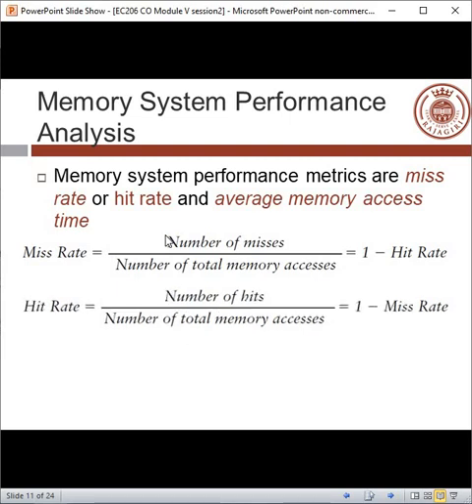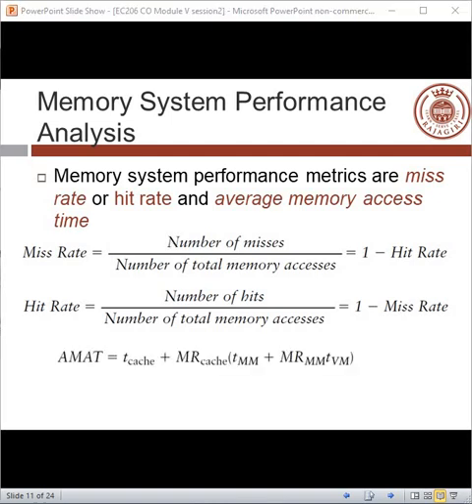Similarly, hit rate will be number of hits divided by number of total memory accesses. So in the example we considered, it will be 3 by 5, which will be equal to 1 minus miss rate.